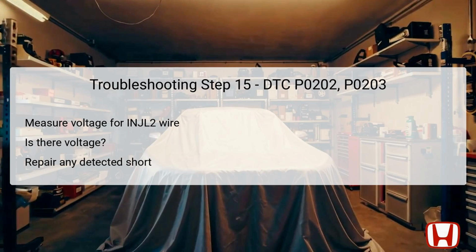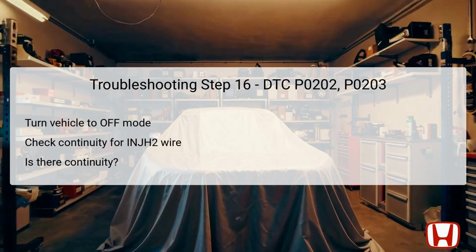If voltage is confirmed, this signals a short to power in the INJL2 wire, which needs immediate attention to prevent further complications in the injector operation. In scenarios where no voltage exists, continue troubleshooting procedures to trace the wiring until resolution is achieved. This sequence builds a comprehensive understanding of both the wiring and component functionalities as critical operational feedback.